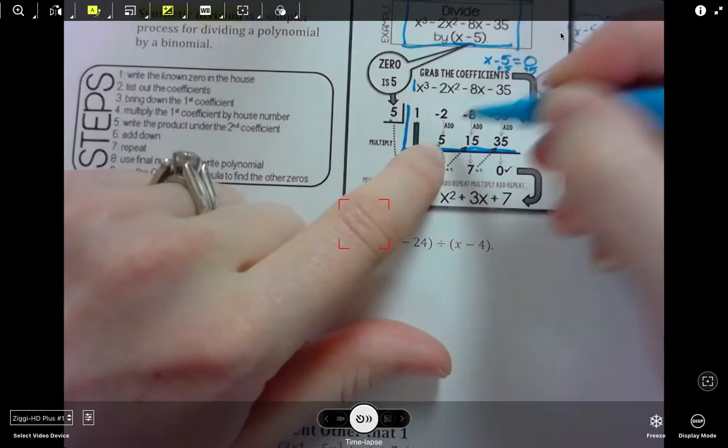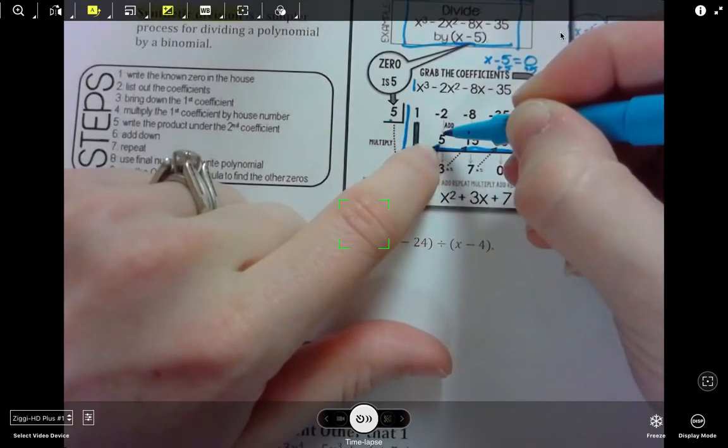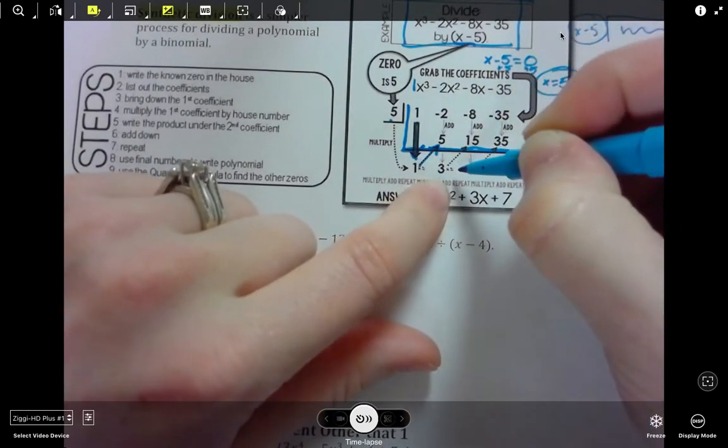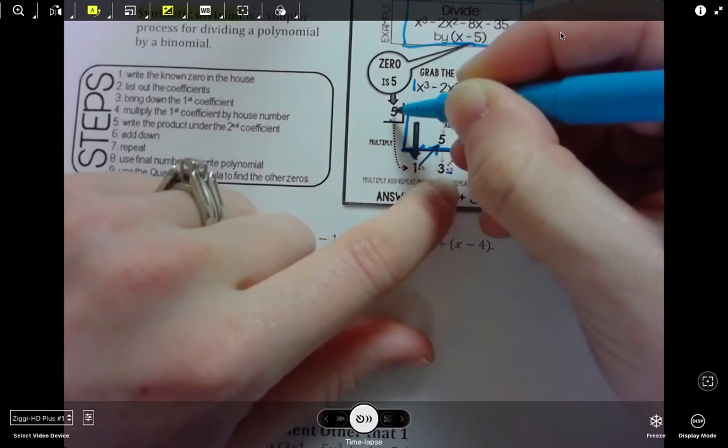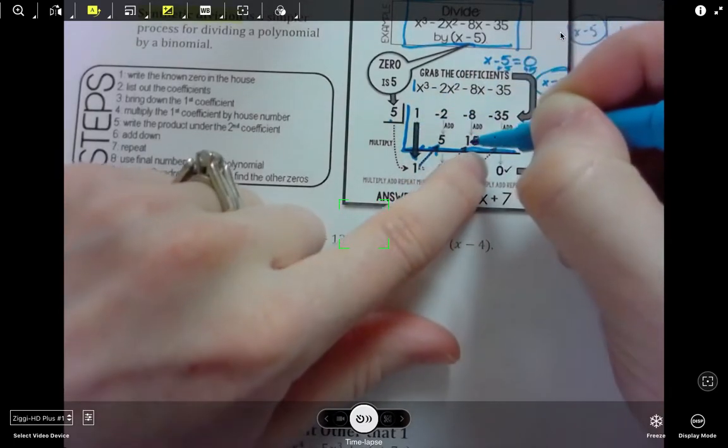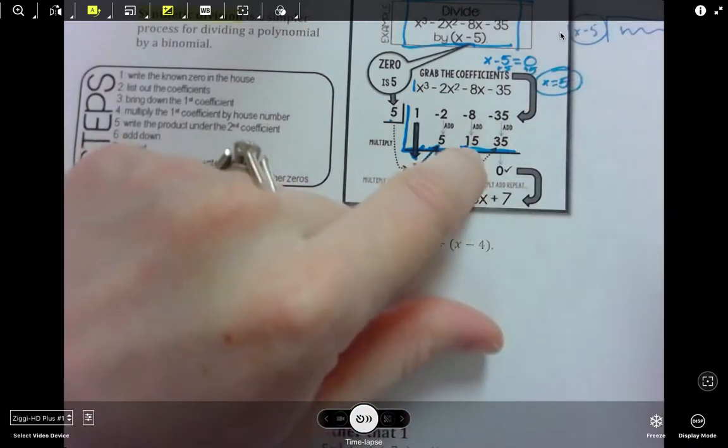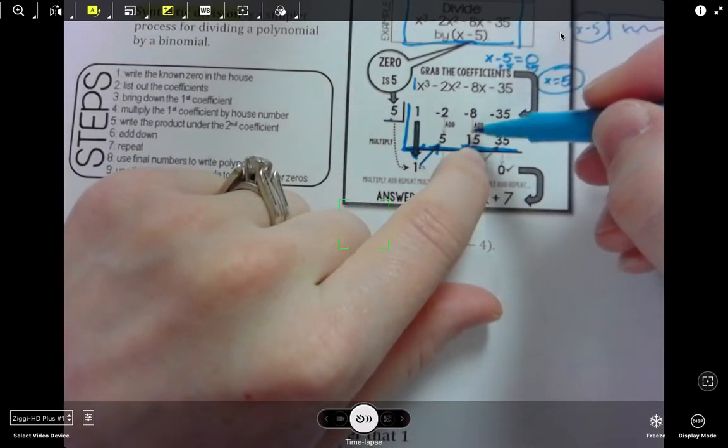Then you're going to add. You do exactly what it says. Negative 2 plus 5 is 3. Then you're going to do what it says down here. Multiply by that 5 again. Okay, 3 times 5 is 15, and that goes up in this spot, okay? 15 goes here. Then you're going to add that to the negative 8.